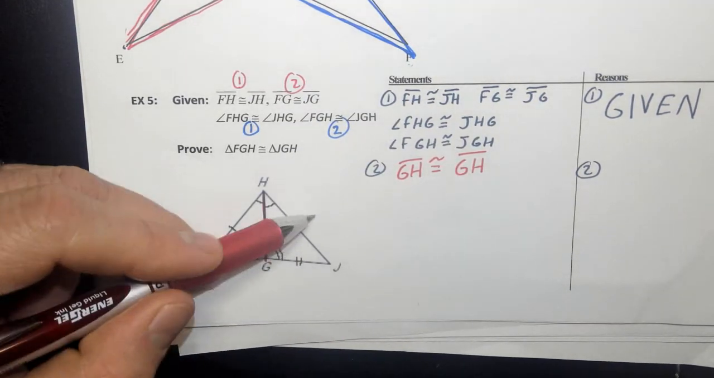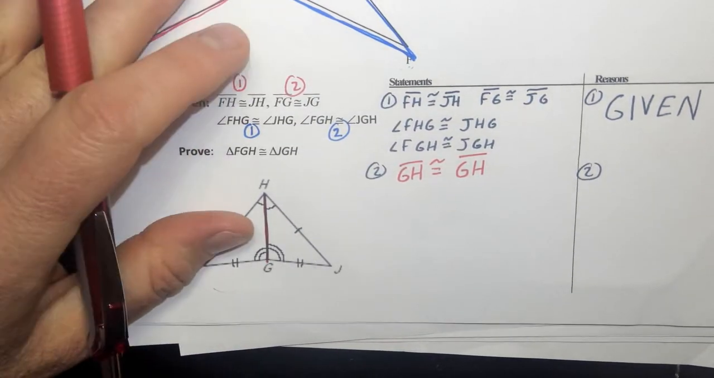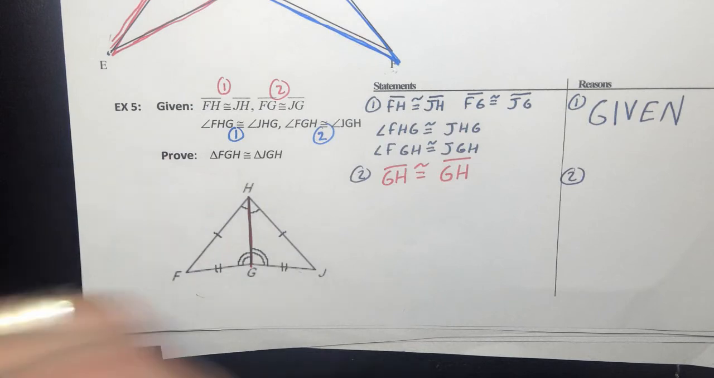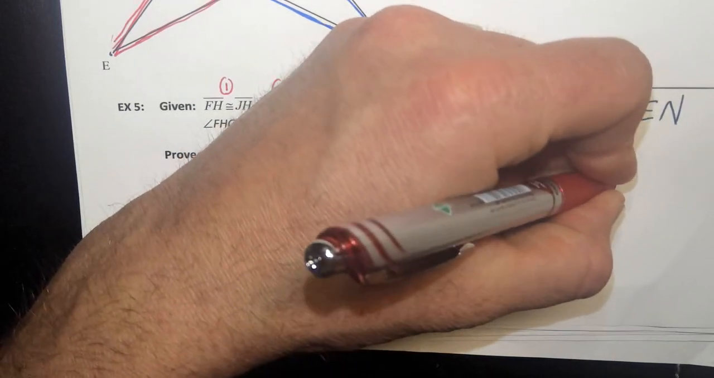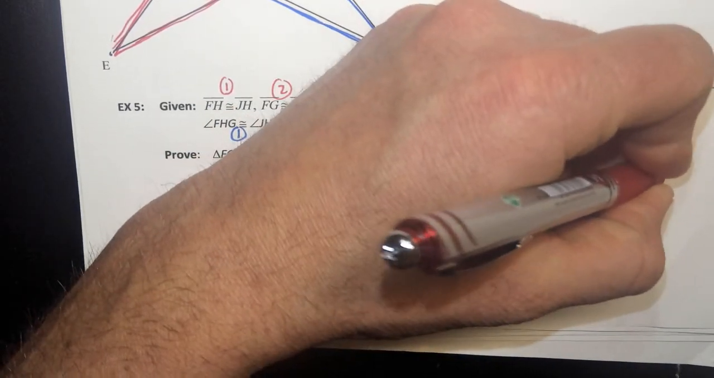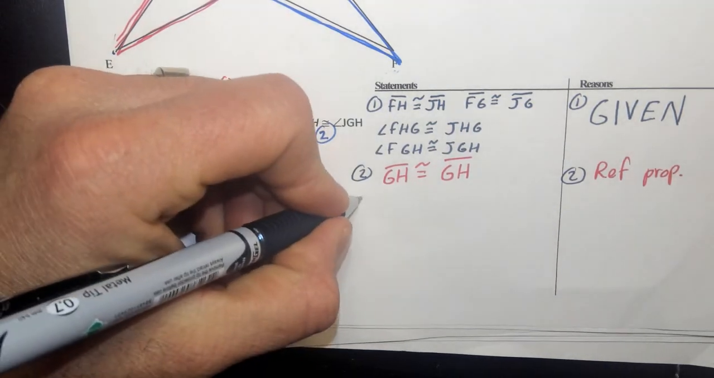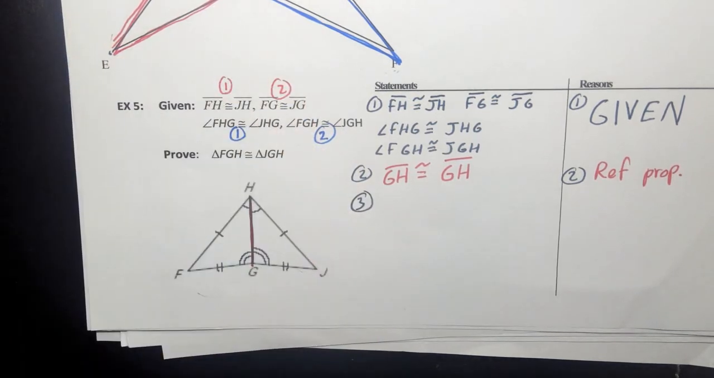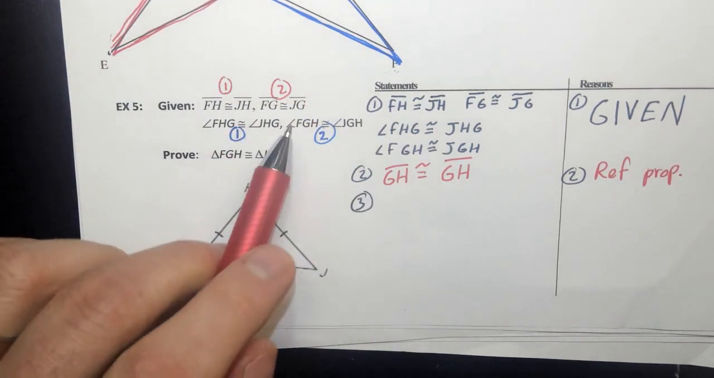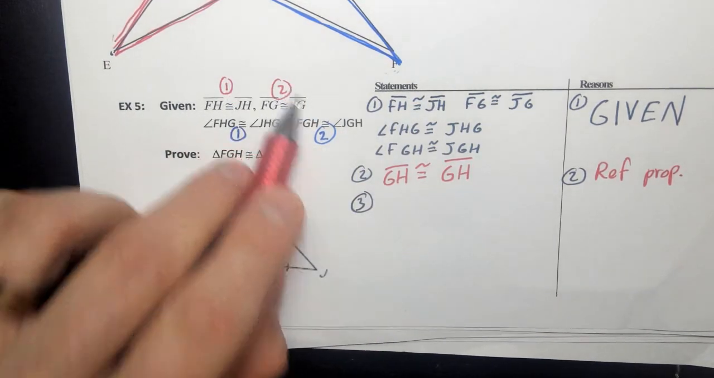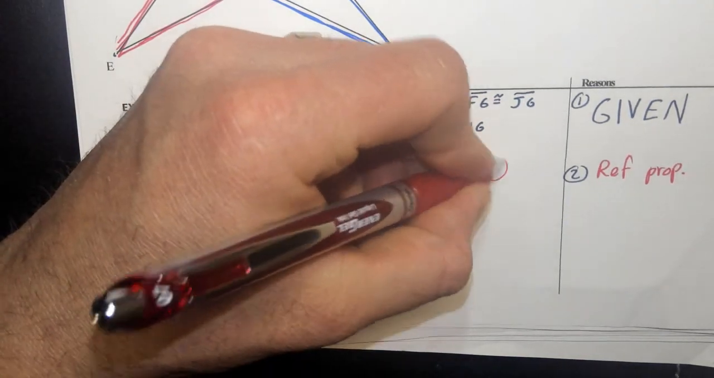GH is a segment that is shared by the triangle on the left side and the triangle on the right side, so it's easy to make the statement that it is congruent to itself. And this is going to be, once again, the reflexive property. This is going to be our number 1 property that we're going to be using from back in the day. Now, that is going to bring our segment total up to 3. So we have 1 segment, 2 segments, and now 3 segments, so we are looking pretty good.